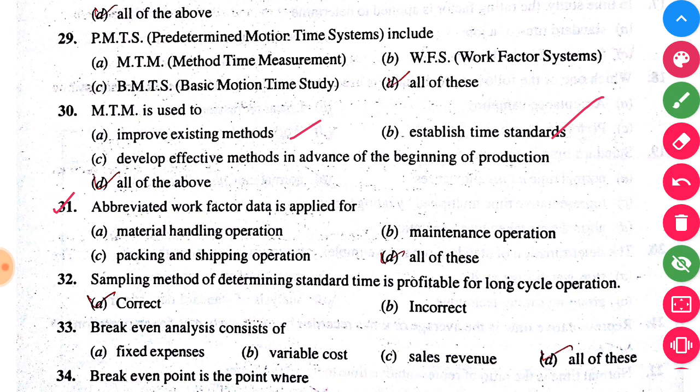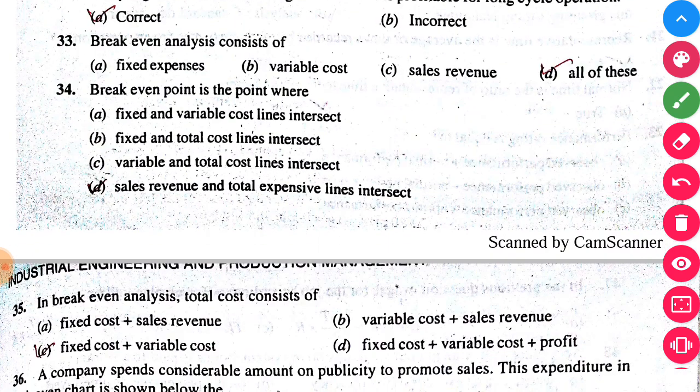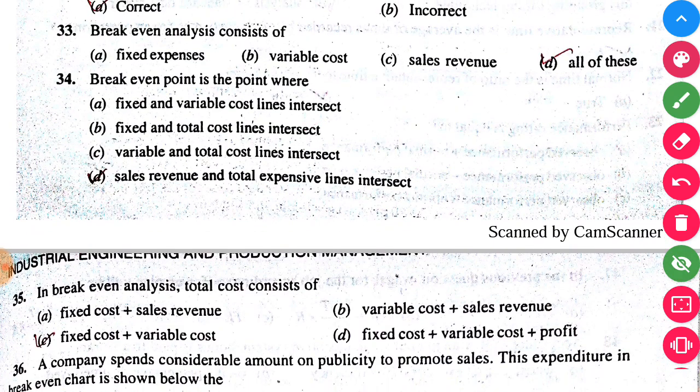Abbreviation work factor data is applied for all of the above: material handling operation, maintenance operation, packaging and shipping operations. The work sampling method of determining standard time is profitable for long cycle operations. Yes, it's correct. Break-even analysis consists of fixed expense, variable cost and sales revenue.